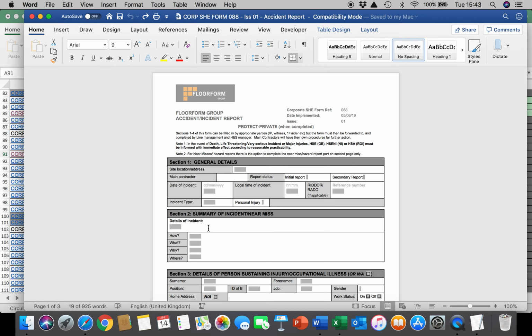Details of the incident. So what actually happened? So how it happened, what happened, why it happened, and where it happened, and any other details of the incident go in there.